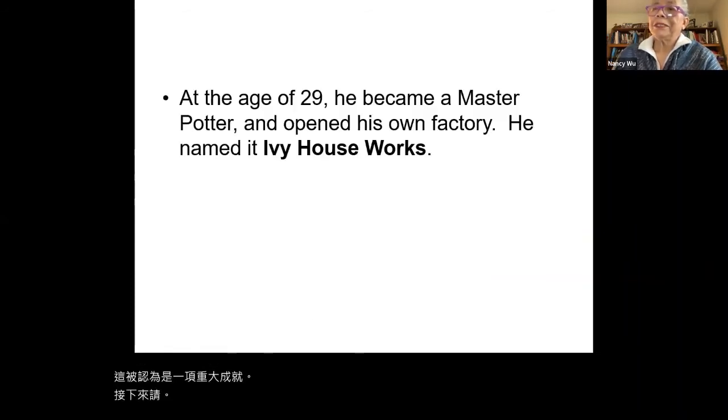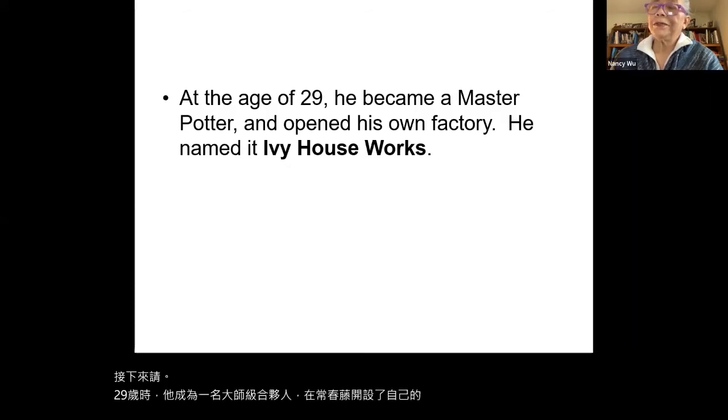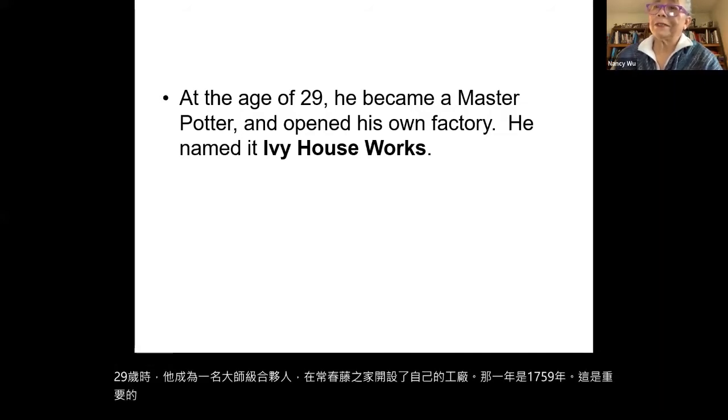At age 29, he became a master potter and opened his own factory at Ivy House Works. The year was 1759. That's an important year for Josiah because he became his own boss. Next, please.